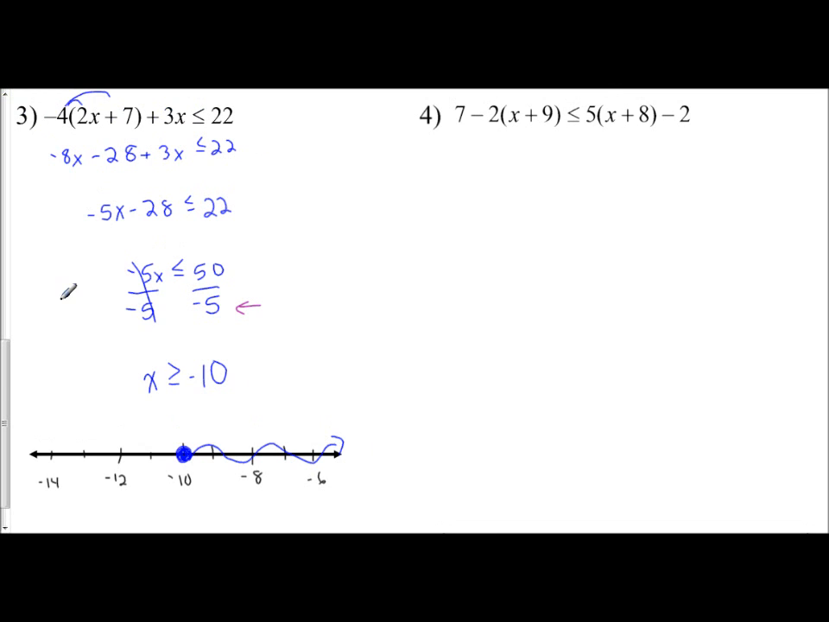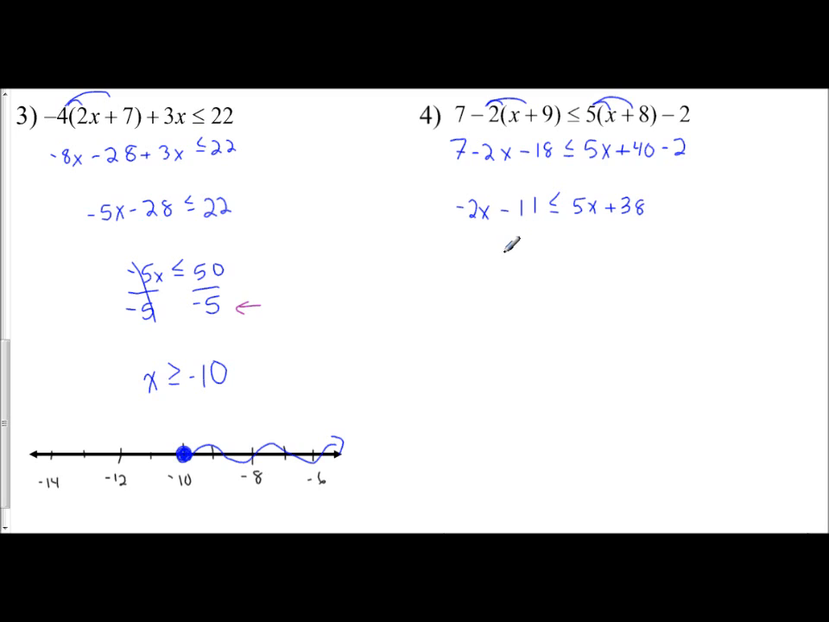So now if we take a look at number 4, again, look how complicated we can make these, but the process never changes. Simplify the left side, simplify the right side. So let's distribute the negative 2. So I get 7 minus 2x minus 18. Distribute the 5, 5x plus 40. So it's less than or equal to 5x plus 40, and then you're subtracting 2. Combine like terms. You get negative 2x minus 11 is less than or equal to 5x plus 38.